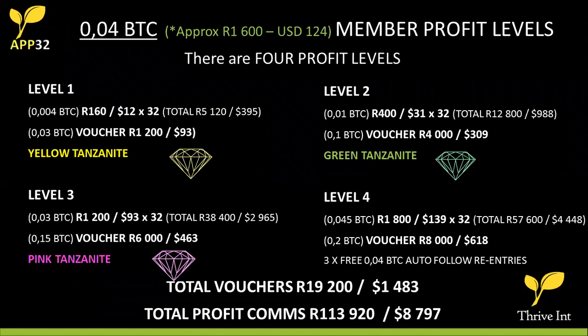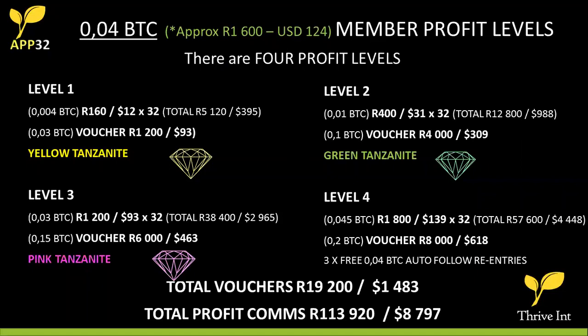Obviously, when level 2 is completed, in other words, when level 1 people get all of their 32s, you will earn a total commission of about $1,000 in Bitcoin, a 0.1 Bitcoin voucher in the ad shop, about $300, and you get your green Tanzanite. Then at level 3, you get a total of about $3,000 in Bitcoin commissions, a voucher of 0.15 Bitcoin, which is about $500, and a pink Tanzanite in your name in the structure.